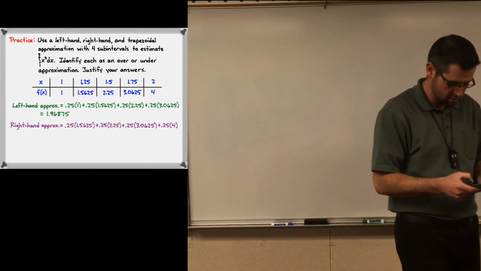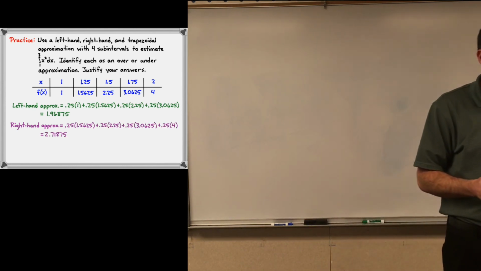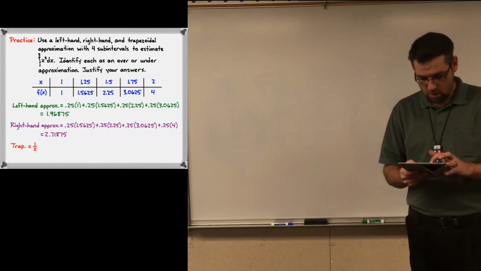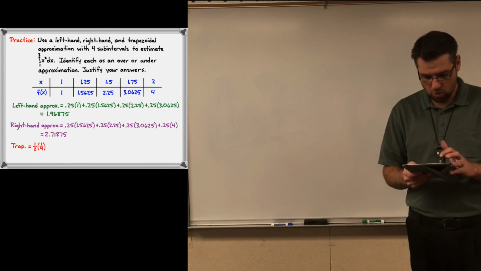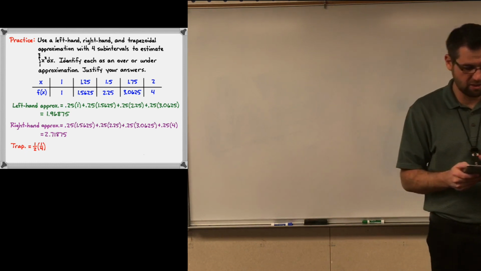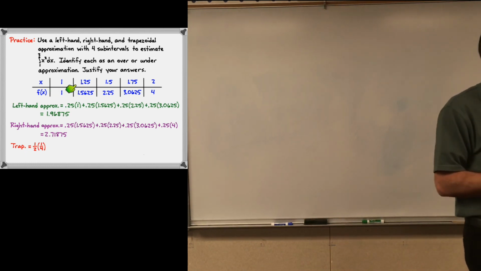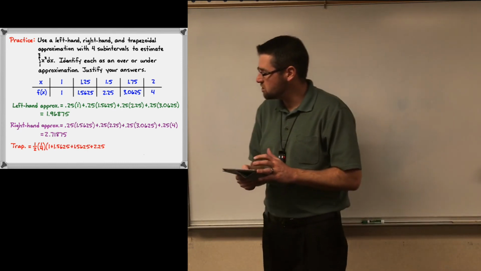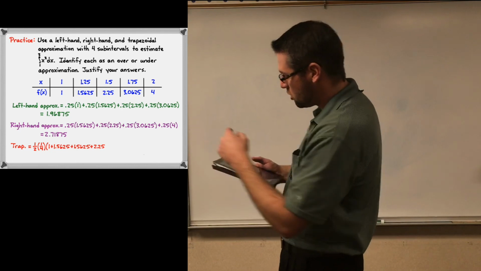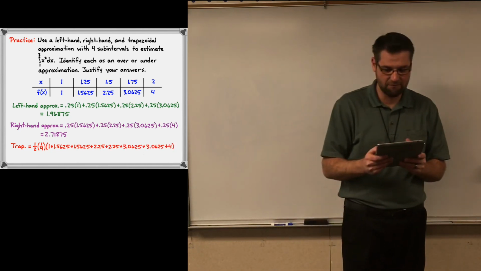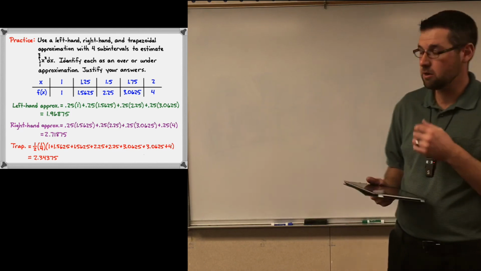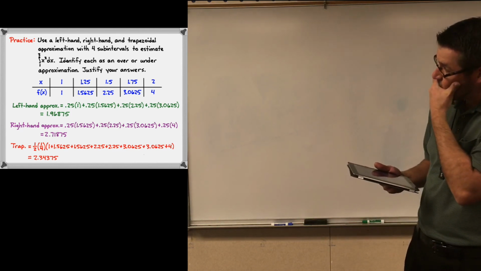Hold on. For a trapezoidal, what's base 1 of the first trapezoid? 1. What's base 2? 1.5625. What's the height of the trapezoid? 0.25. Okay? So you should see each one repeat twice except for the first and last one. Okay? There. I didn't get the last one.